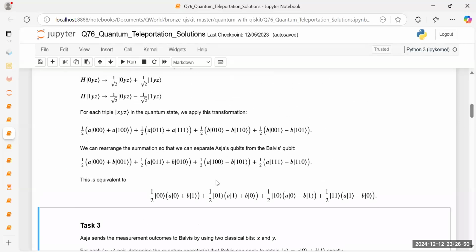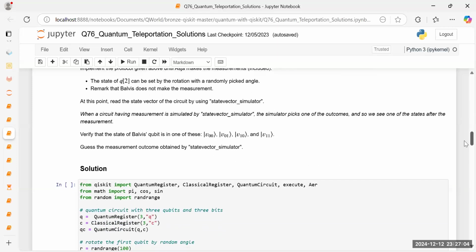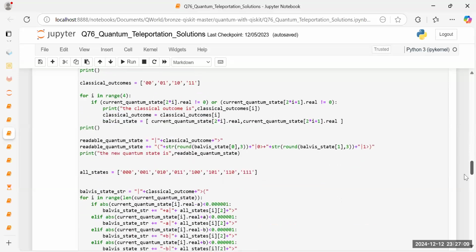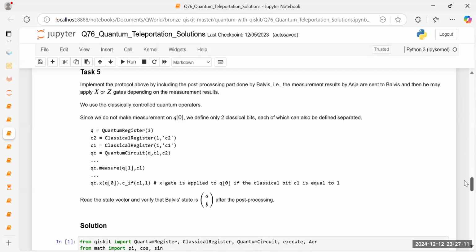So in the quantum teleportation protocol, we were successfully able to teleport A and B to Balvis. The only problem is that they didn't arrive in the exact form she intended on sending them. And he needed to apply a couple of operators to correct the states.